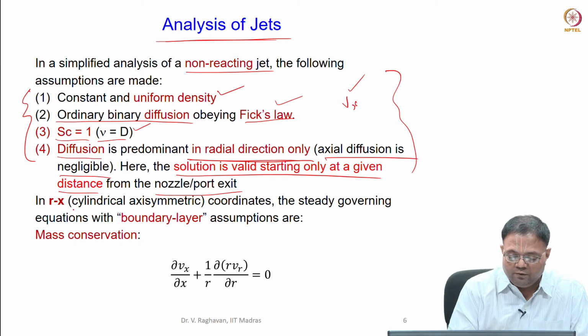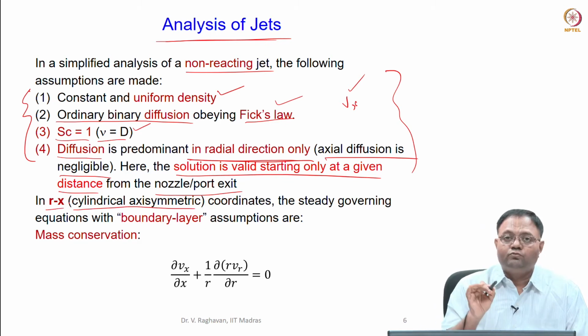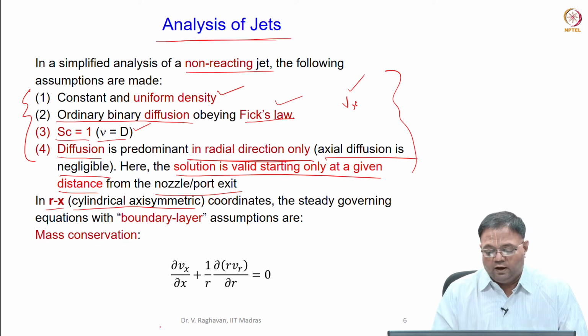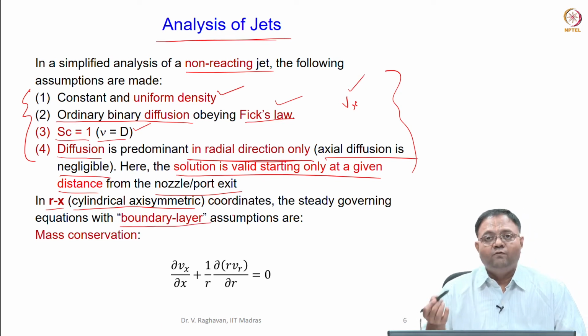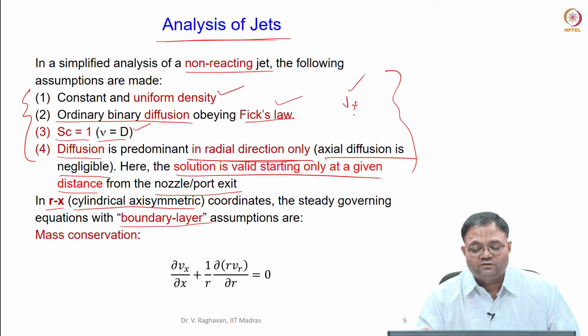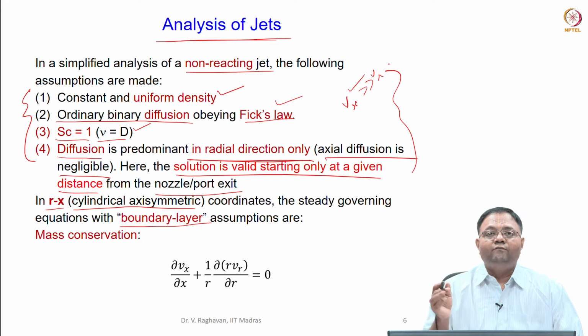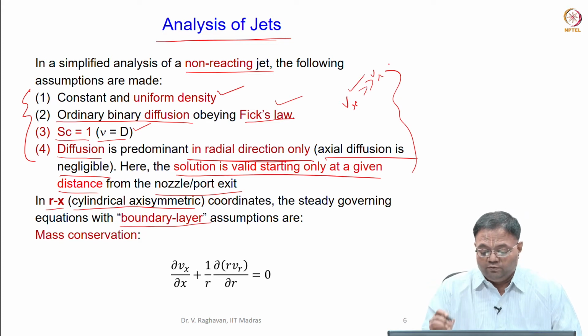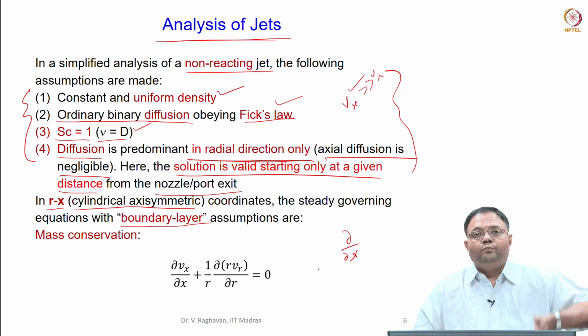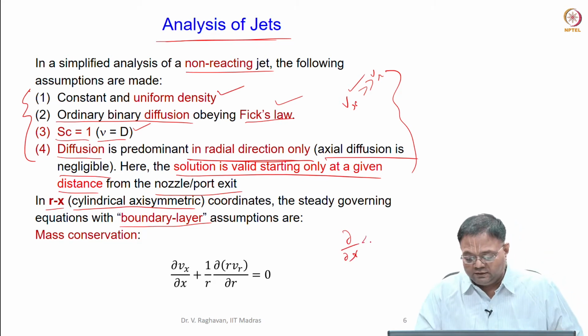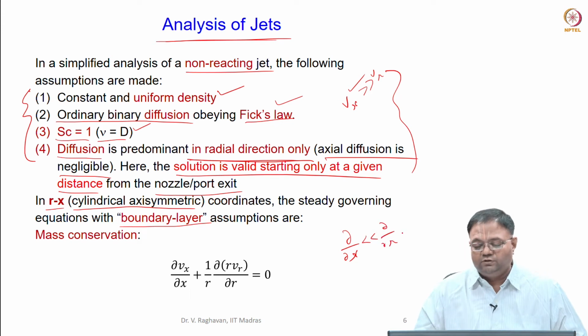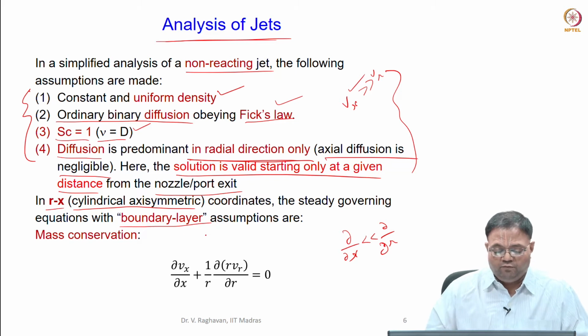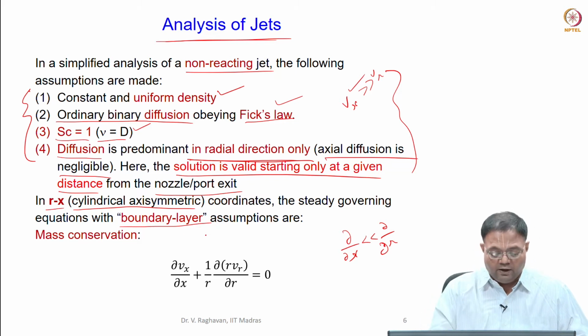In the cylindrical polar coordinates, which is a 2-dimensional axisymmetric system, a boundary layer type of assumption is made. What is the boundary layer type of assumption? Vx will be much greater than Vr. The radial velocity component is very small. Similarly, the gradient in the x direction is actually smaller than that in the r direction. So, these are the two assumptions invoked for the boundary layer type of problem. The same type of assumptions are made here.